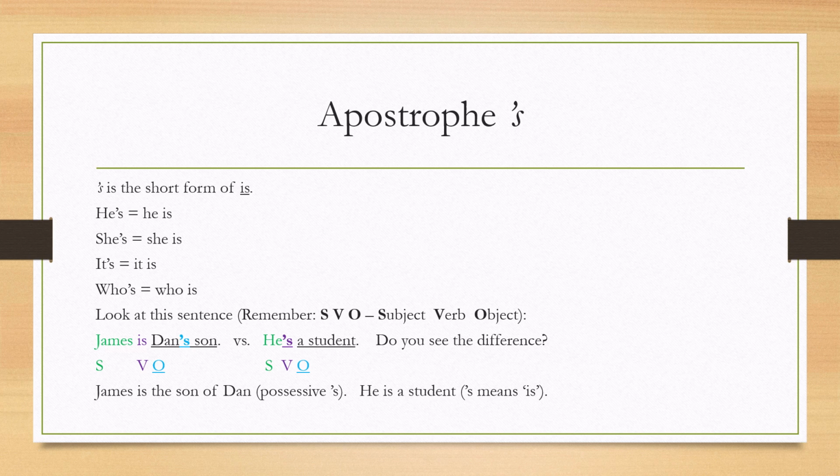But in the second sentence, he's a student, we have he, subject, apostrophe s is the verb. Why? Because there it means is. And a student is our object. So that's the difference. James is Dan's son. That apostrophe s is a possessive apostrophe s. He's a student. That apostrophe s means the verb is.